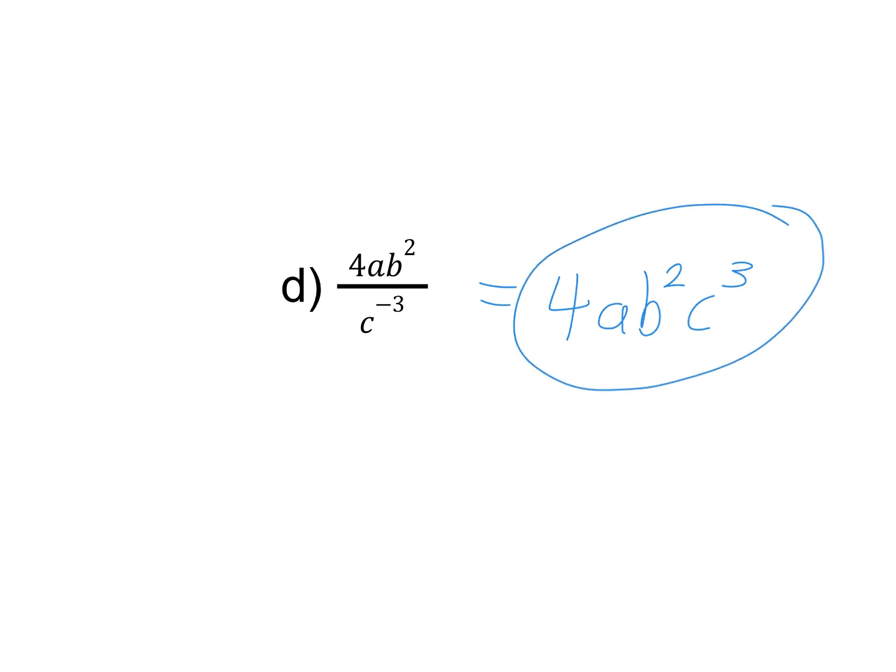So sometimes there aren't any variables that you can combine, but we were able to move the c with a negative 3 exponent to the numerator.